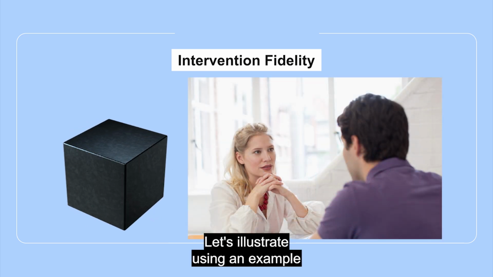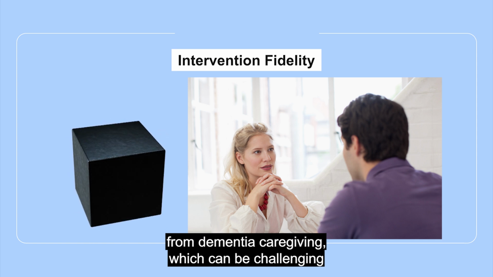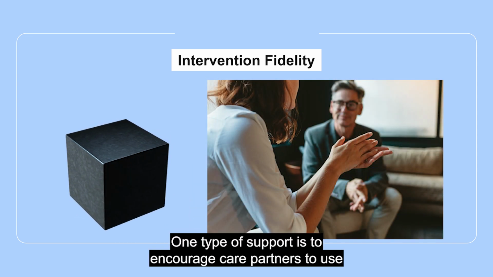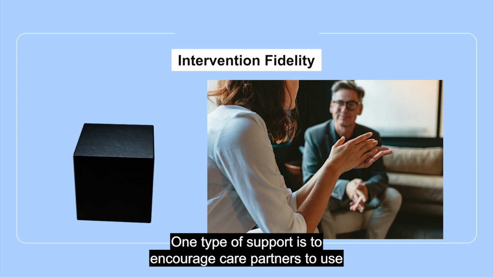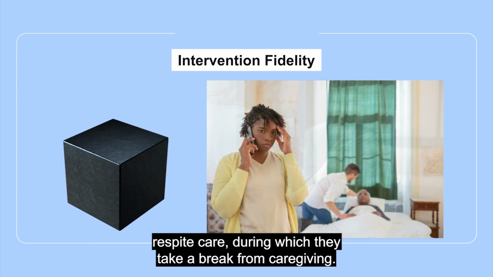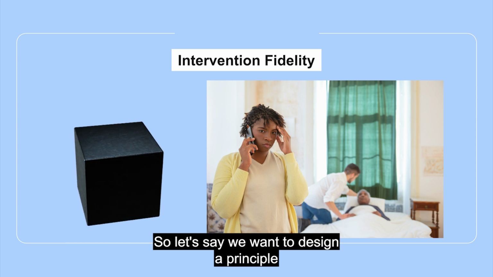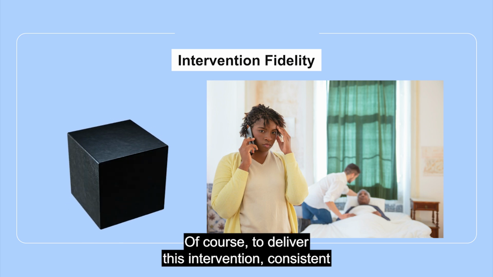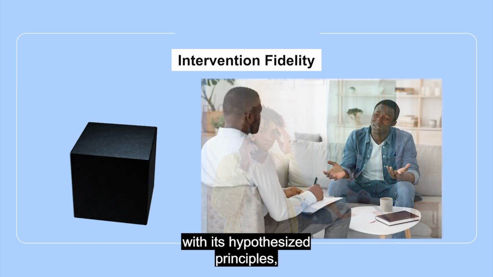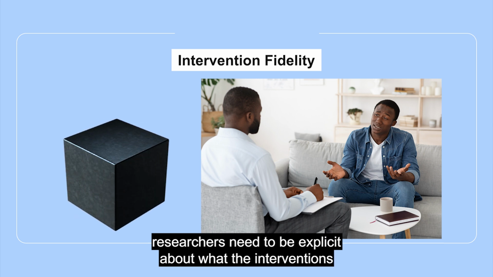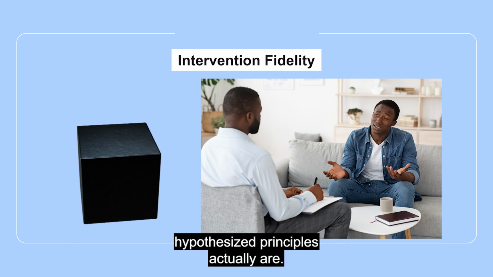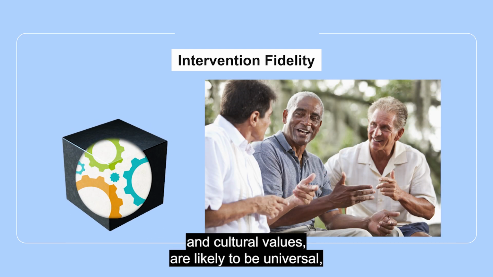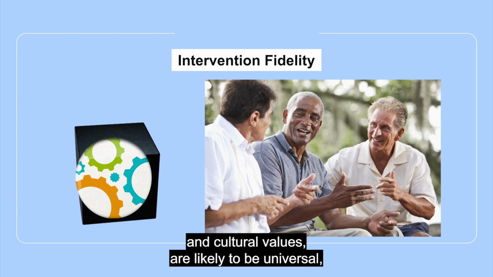Let's illustrate using an example from dementia caregiving, which can be challenging and for which care partners often need support. One type of support is to encourage care partners to use respite care, during which they take a break from caregiving. So, let's say we want to design a principle-based respite care intervention. Of course, to deliver this intervention consistent with its hypothesized principles, researchers need to be explicit about what the intervention's hypothesized principles actually are.